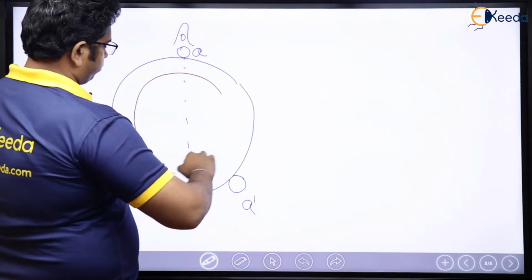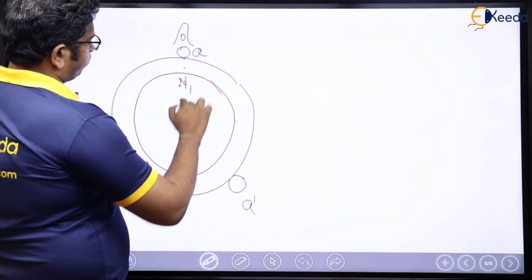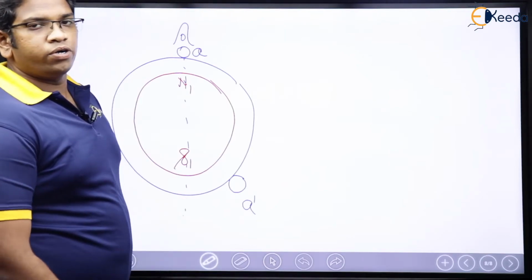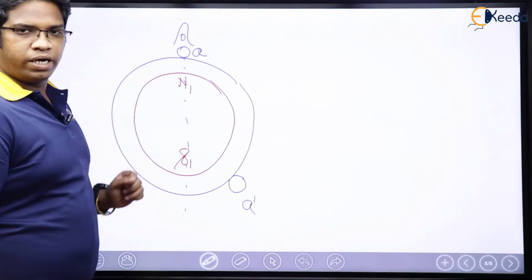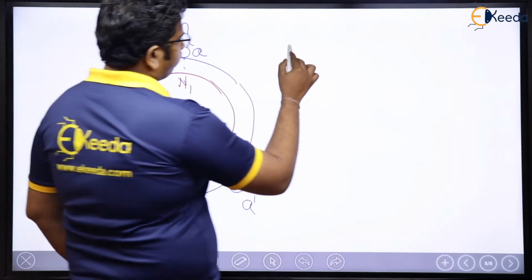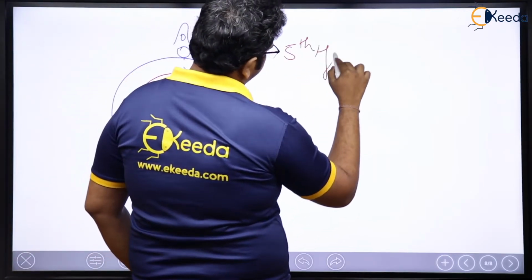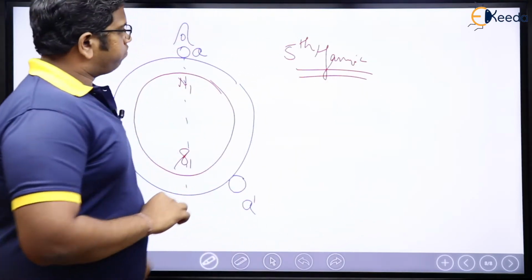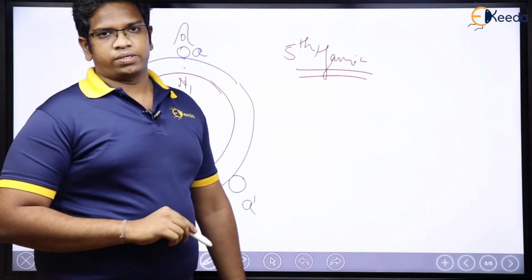Now, let me have poles, 2 poles. Let me have N1 and S1 here. No problem. Now, I am going to have these 2 poles, right? Let us consider the 5th harmonic. Let us think of that. I want to eliminate the 5th harmonic, right?